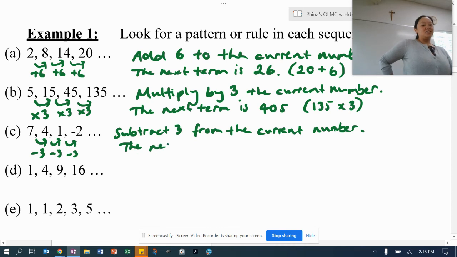The next term is, so we've got -2. What's my next term going to be? Take away 3. -5, it becomes more negative. So we're going to go -2 minus 3.